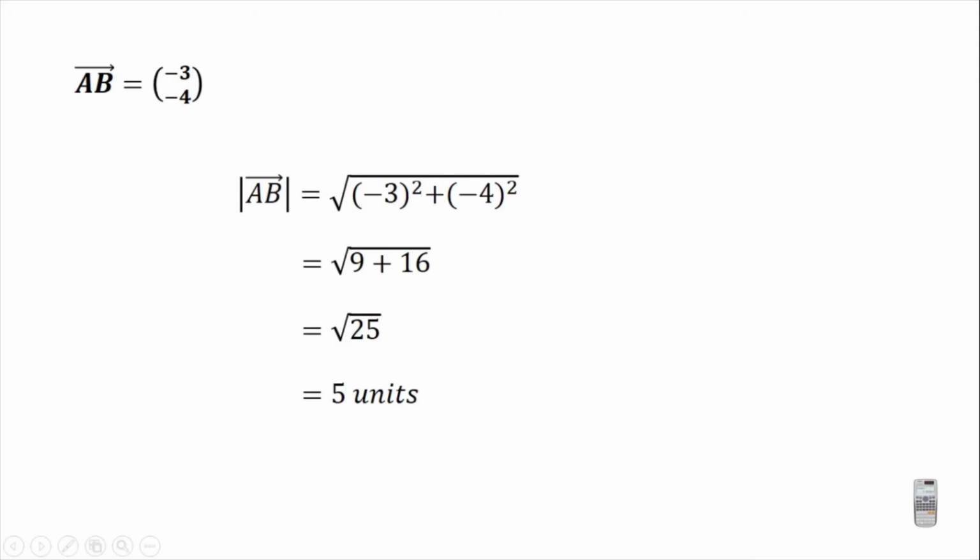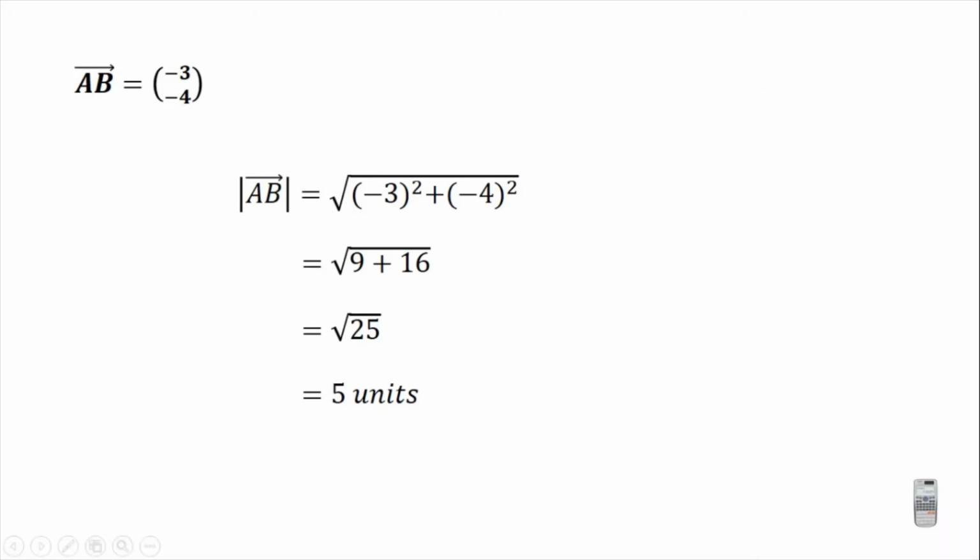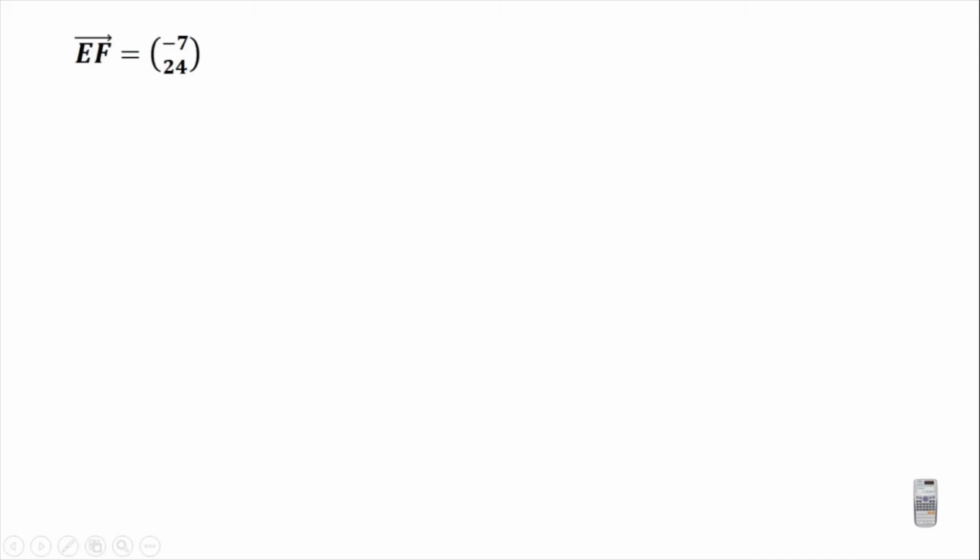So whenever one of the values is a negative number, make sure that when squaring the negative number, you put the negative number in a bracket. Okay, let's look at the last question for this video.